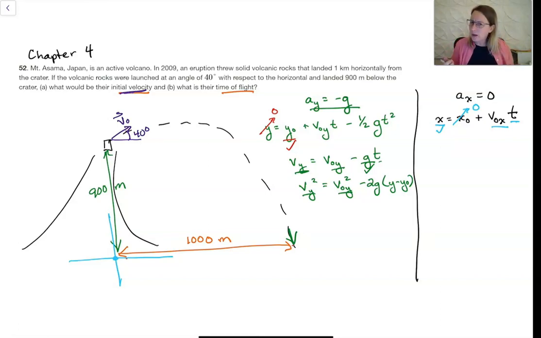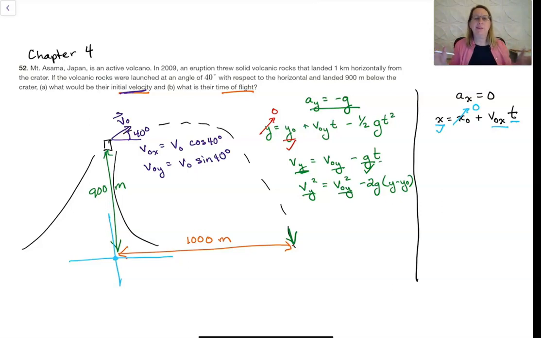And I can write my v0x as my magnitude, v0 cosine of 40 degrees, right? That's the initial velocity in the x direction. And in the y direction, I can do the same kind of thing using SOHCAHTOA, and I get this.